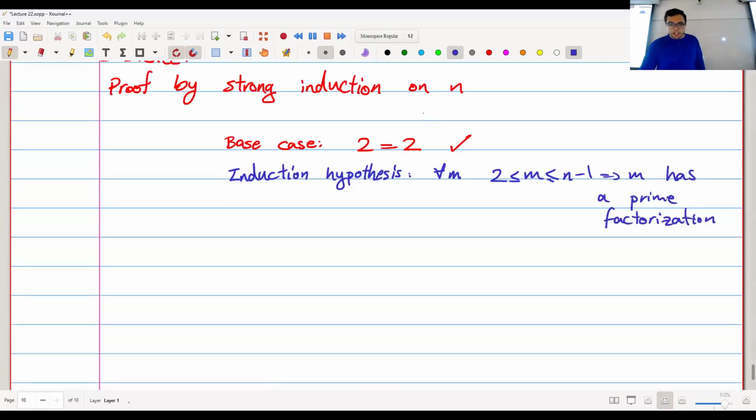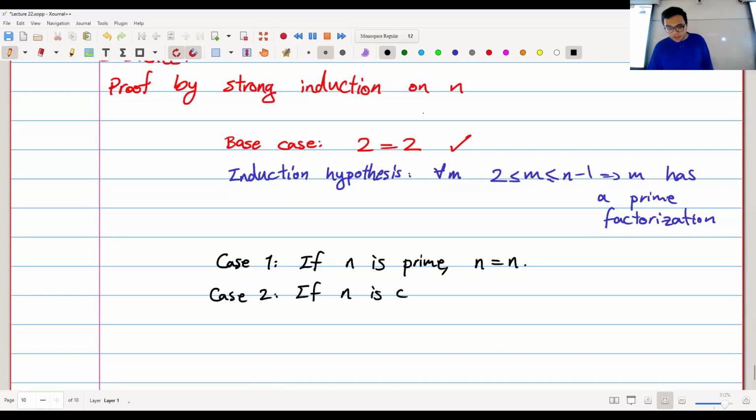So now I look at my number n. I have two cases: either n is prime or n is composite. Case 1, if n is prime, then n is equal to n, and this is a prime factorization. Case 2, if n is not prime, if n is composite, what does that really mean?